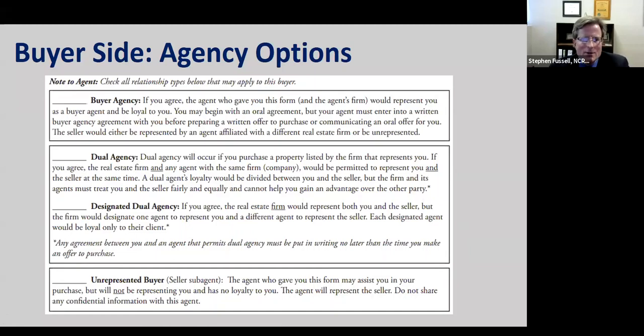And it also talks about the dual agent's loyalty being divided, and indicates that the firm must treat both sides fairly and equally and cannot give one party an unfair advantage over the other.